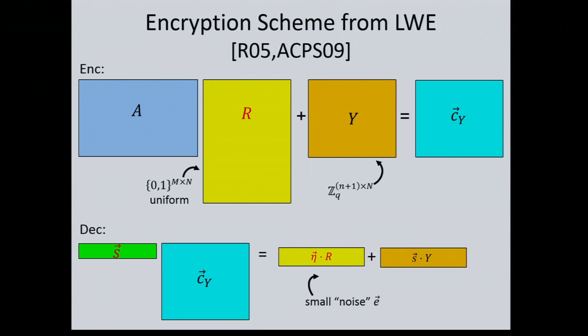All right, so the decryption is going to work in exactly the same way. Instead of just getting one entry, we're going to get a vector of entries, each of which is a decryption of the respective column. So I'm going to take S times C_Y, and what I'm going to get is this noise vector eta times R. And again, this eta is short, and this R is a matrix of 0, 1 entries, and therefore this is just going to be a vector of small entries. This is our noise vector, plus the vector S times the matrix Y, which encodes the message.